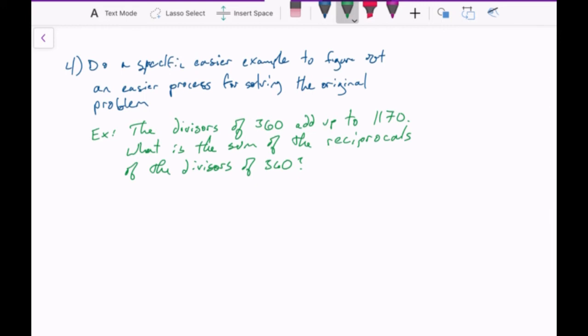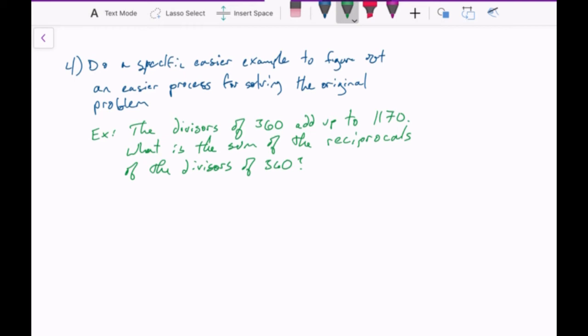Another way to solve easier related problems, number 4, is to do a specific easier example to figure out an easier process for solving the original problem. Now I'll come back to this one in a second. The divisors of 360 add up to 1170. What is the sum of the reciprocals of the divisors of 360?